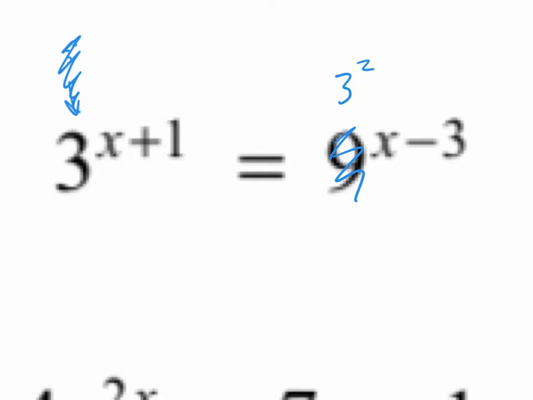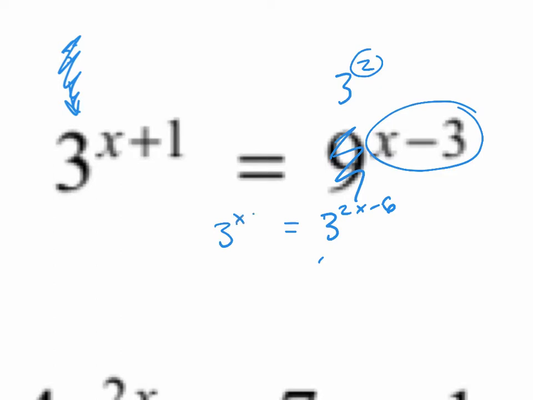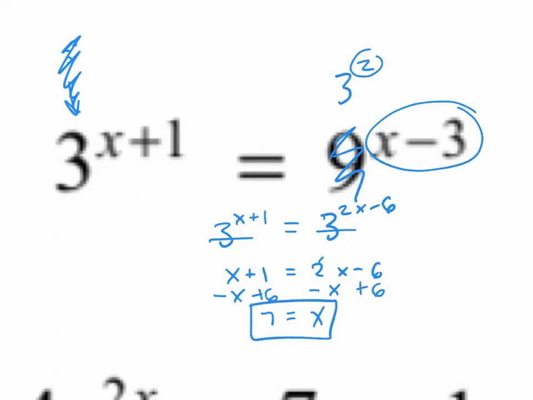So what do we do with that squared and the x minus 3 on the right side? What do we do with them? Multiply them. So I'm going to distribute it out. We have 2x minus 6. So this is 3 to the power of 2x minus 6 is equal to 3 to the power of x plus 1. What can I do next? 3's cancel. So I have x plus 1 is equal to 2x minus 6. What else can I do? Add 6 and subtract x. So I have 7 is equal to x. Any questions here?